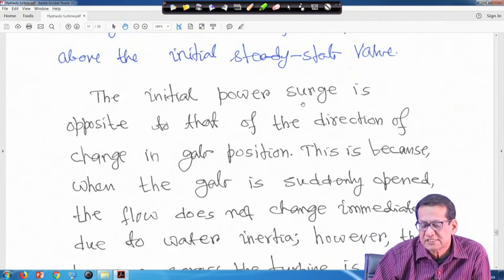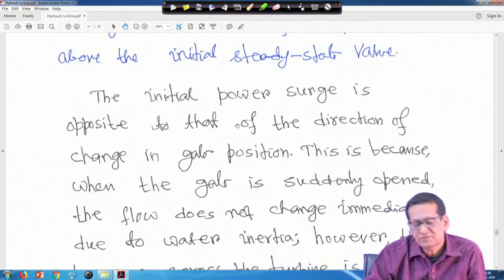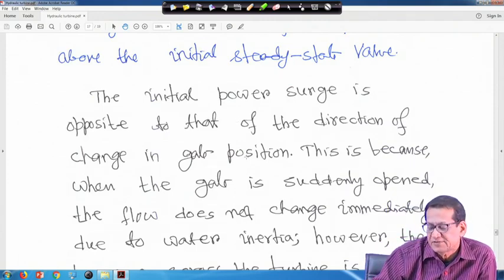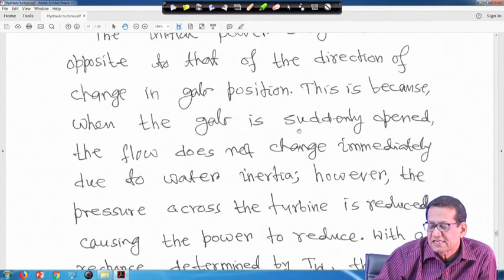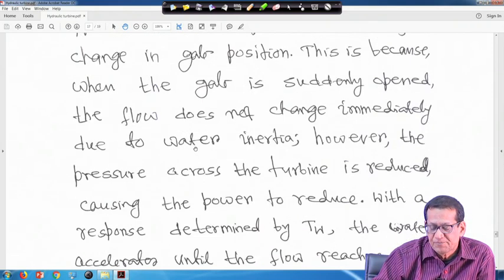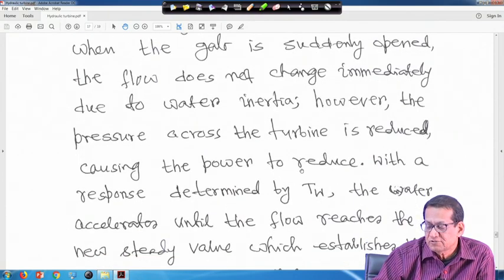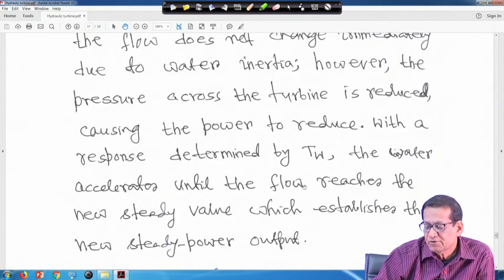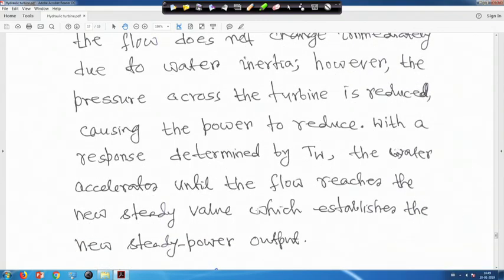The initial power surge is opposite to the direction of the change in gate position, right. This is because when the gate is suddenly opened, the flow does not change immediately due to the water inertia. However, the pressure across the turbine is reduced, causing the power to reduce with a response determined by T w.